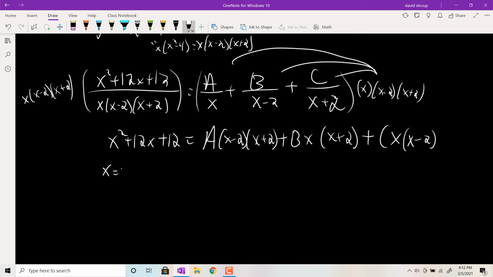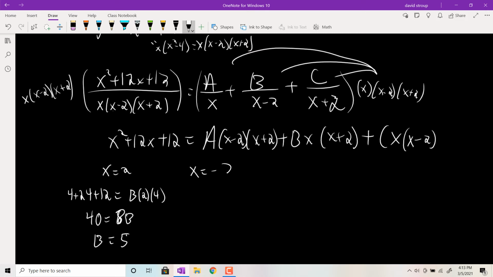I'm going to try x is 2, and then on the left-hand side, I'll have 4 plus 24 plus 12. On the right-hand side, if you put x is 2 in there, the first one will be 0 and the last one will be 0. And then the second one will be b times 2 times 4. So what do I have? 36 plus 4 is 40 equals 8b. This is 8, not 6. Then b will equal 5.